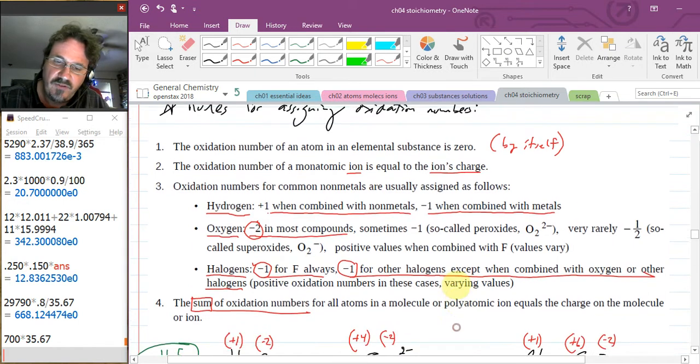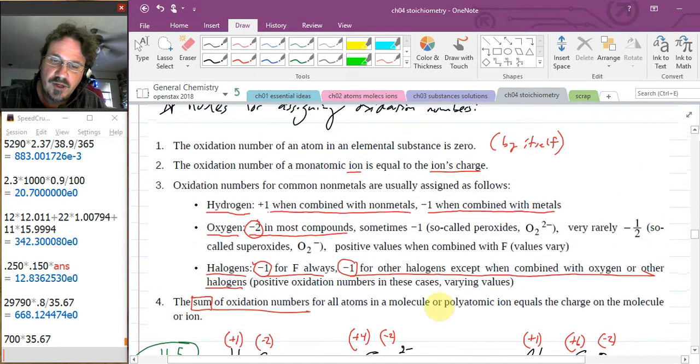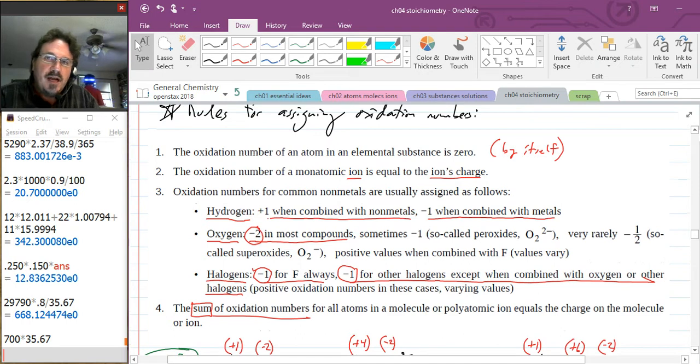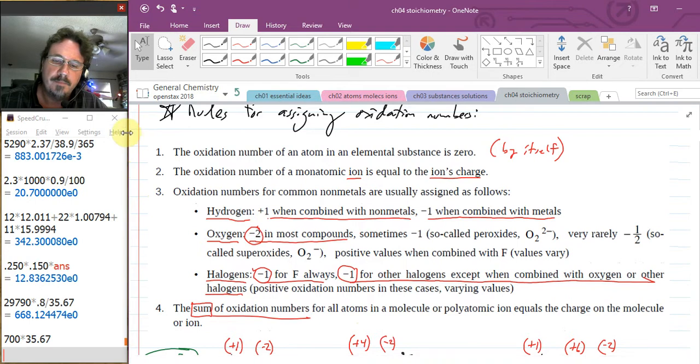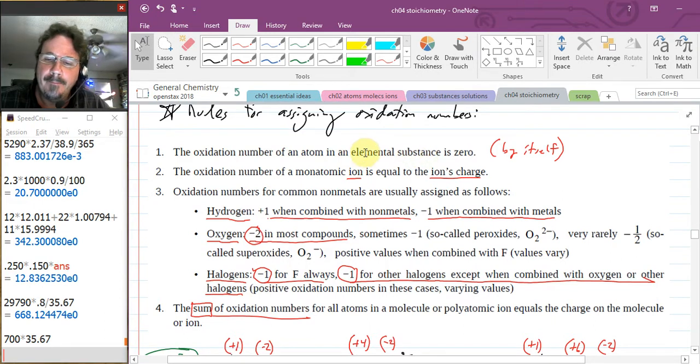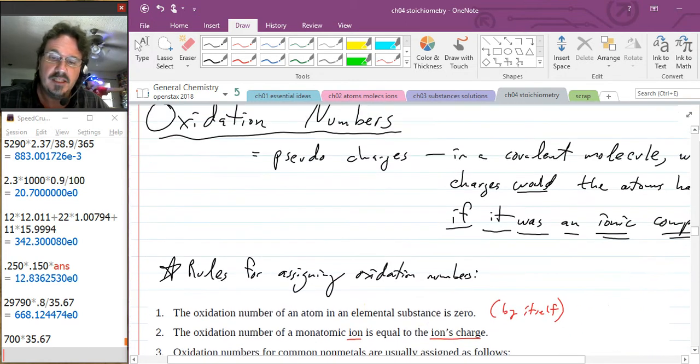Here's the best way to do it. We've got some fairly short, just 4 little rules here on how to figure out what those oxidation numbers are and how to figure out what those pseudo charges are. Let's go through the rules and then we'll apply them a couple times to make sense of it. Rule number 1. The oxidation number of an atom in an elemental substance is 0. What are they talking about there? Okay, an elemental substance. In other words, it's by itself. It's not bound to something else.